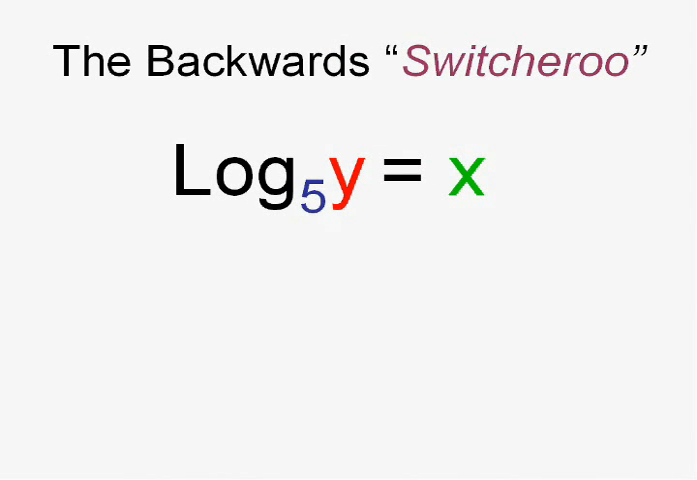Let's try a backwards switcheroo. We have the logarithm using base 5 to get the number y is x. Well, we know the base is 5, and remember the exponent is the logarithm, which is the x. So we would rewrite this as y equals 5 to the x. The number y is the base 5 to the exponent x.